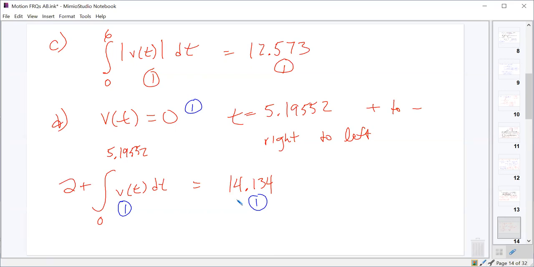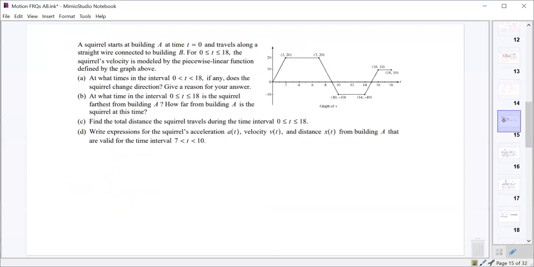Should we do one more of the non-calculator type? Or are we ready to move on to non-motion problems? Let's do one more. We'll do one more since that's what the quiz is on. Will our quiz be calculator or non-calculator? There'll be one of each. Then let's do one more non-calculator. All right, let's do this non-calculator problem about the squirrel.